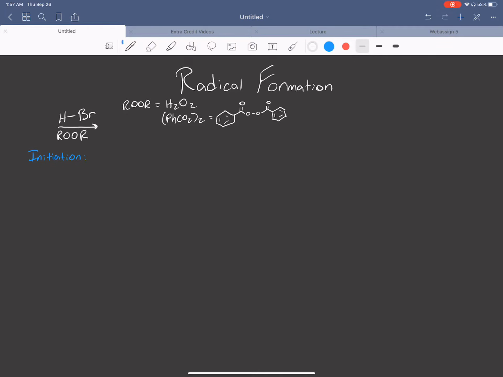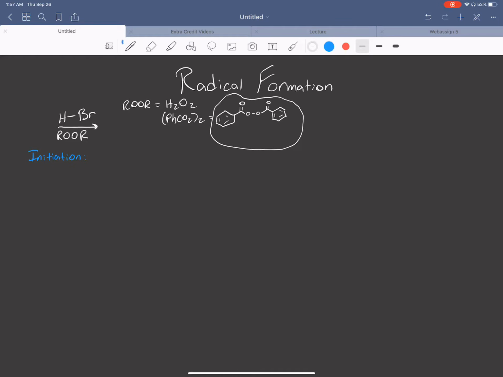And so there are two types of radical reactions you can see. There's one where you have something like HBr, right, with ROOR, right, R double O R, and so ROOR could either be hydrogen peroxide, H2O2, or it could be a bunch of other things like you might see PhCO2, which looks like this structure right over here.